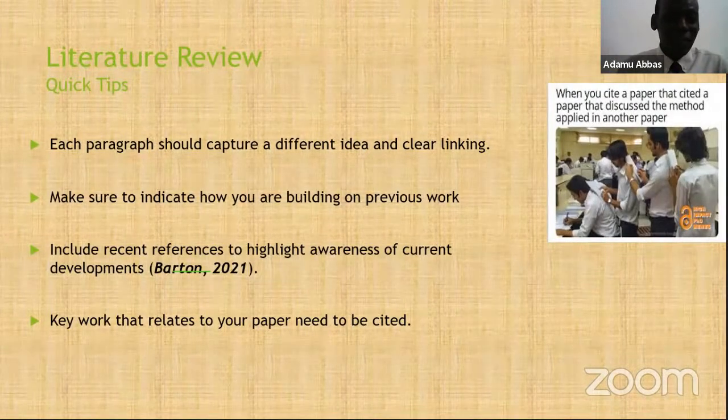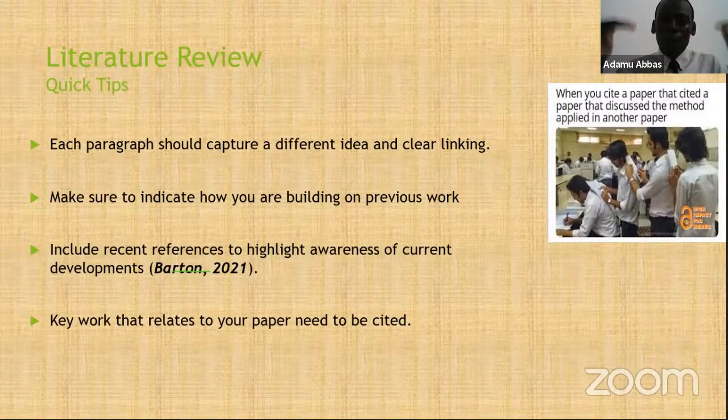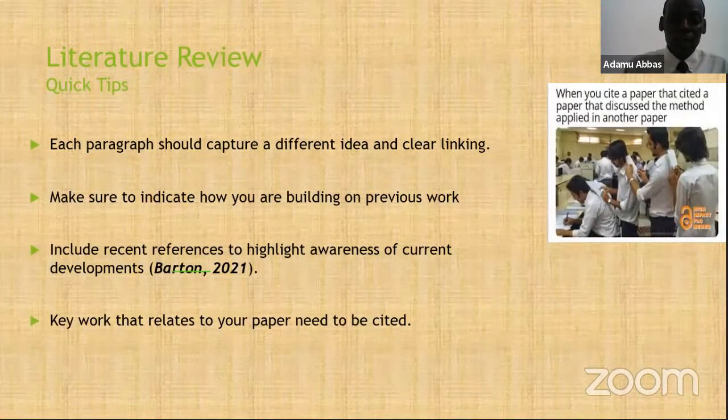For quantitative studies, you review mostly variables. So you need to demonstrate how those link between the variables as well as the entire theory that you are using for your framework. So you have to ensure how you build from the previous literature. So that is very important in the literature review section.